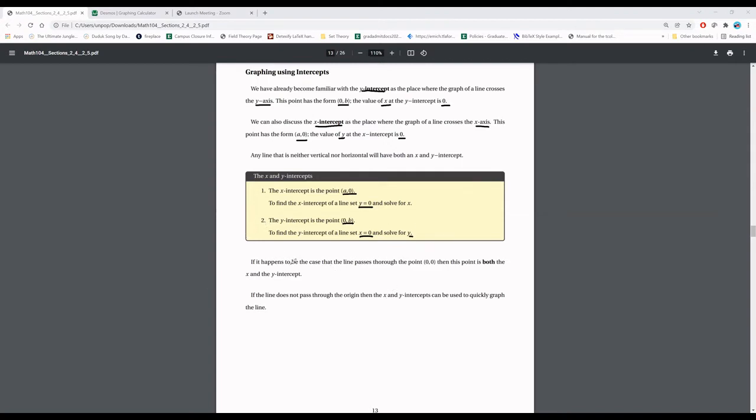Now, it may happen occasionally that we have a line that passes through the origin. The origin is the point (0, 0). If that happens, then this point is both the x and the y-intercept, and we're a little sad because that doesn't really help us if we want to graph the line. If our line does not pass through the origin, then we can use the x and the y-intercepts to graph the line, because that will give us 2 points on the line, and that's all we need in order to graph it.